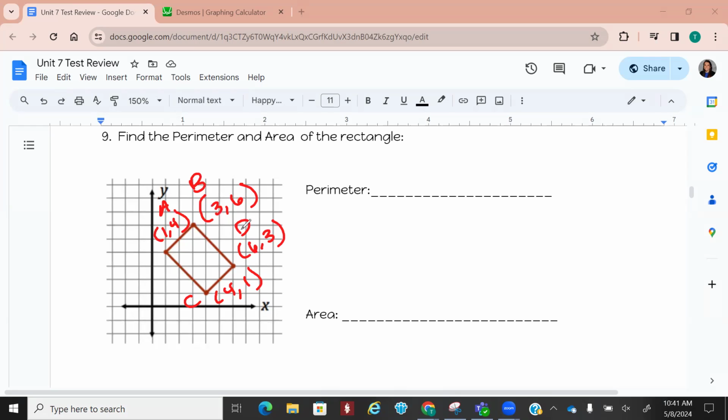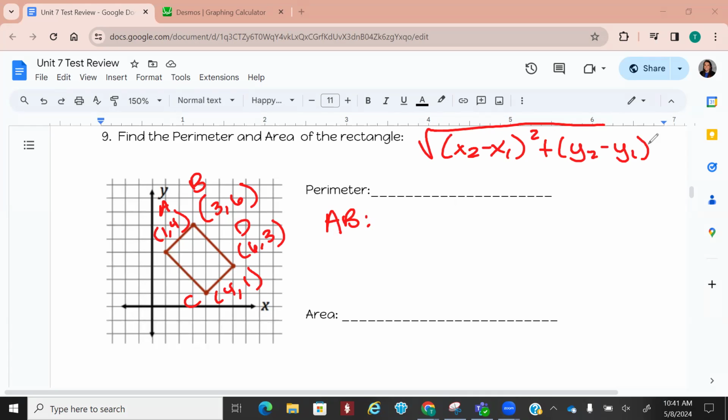All right, so now we've got to find the distance between these. You cannot count between them because they're on the diagonal. So from A to B, we're going to use the distance formula. The distance formula, just a reminder, is the square root of (x sub 2 minus x sub 1) squared plus (y sub 2 minus y sub 1) squared. So we're going to plug in after we label these. You decide which one is x1, y1 and which one is x2, y2. You plug that in, and that gives me 3 minus 1 squared plus 6 minus 4 squared.